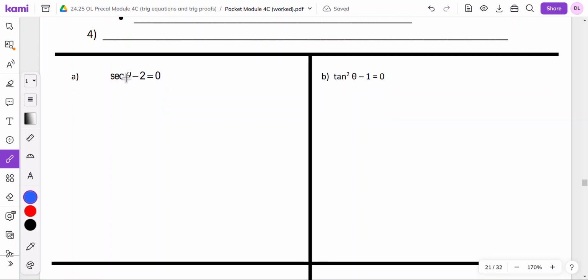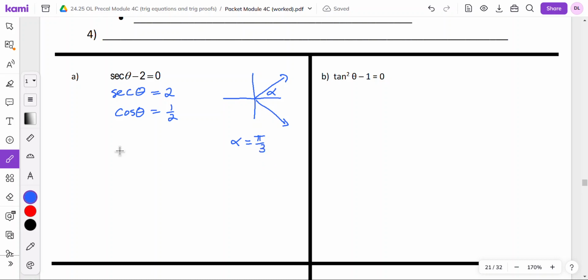So if we're trying to solve the secant of theta minus 2 is equal to 0, we can rewrite this as the secant of theta is equal to 2, which means that the cosine of theta must be 1/2 because the cosine of theta is the reciprocal of the secant of theta. Then, from the unit circle, we know that in the first quadrant and in the fourth quadrant, our cosine ratio is going to be positive, and we know that our reference angle for the cosine of theta to be 1/2 is going to be pi over 3 if we are in radians.